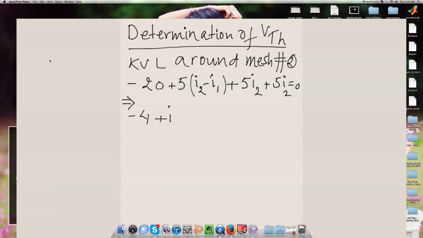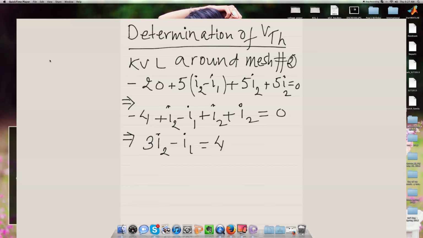So we have I2 minus I1. The 5 is gone as well. So plus I2 plus I2. Again, this is had by dividing the whole expression throughout by 5 on both sides. So, very simple algebraic process. So we have how many I2s? 1, 2, 3. So 3I2 minus I sub 1 equals 4 by moving the minus 4 to the right side.